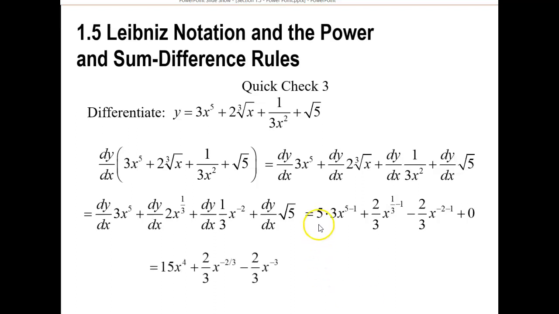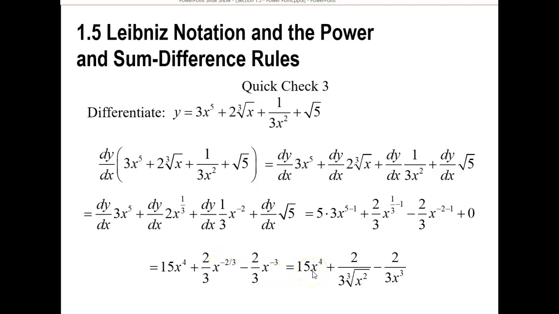And then we clean it up. Will give us 15x to the 4th plus 2/3 x to the -2/3 plus, or I'm sorry, -2/3 x to the -3rd. And then your 0 can be dropped. And then we're going to clean up these exponents here.